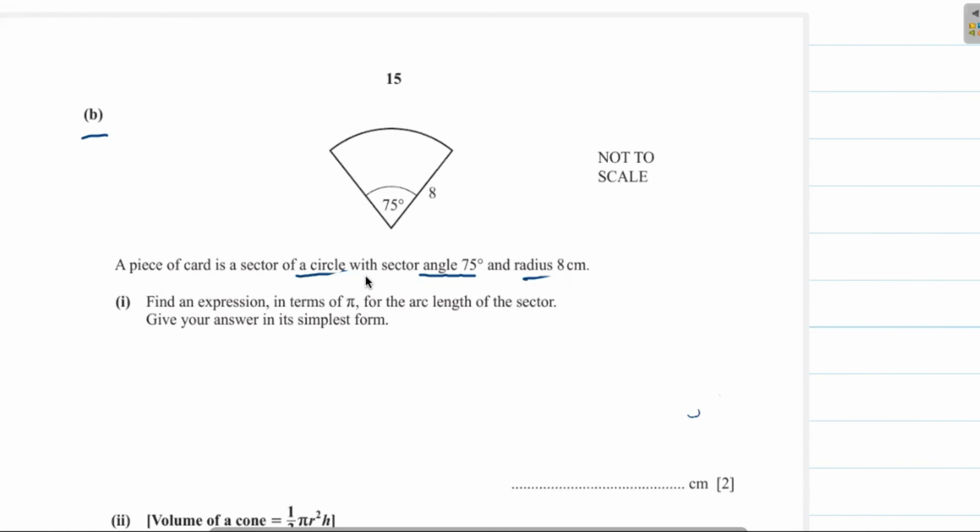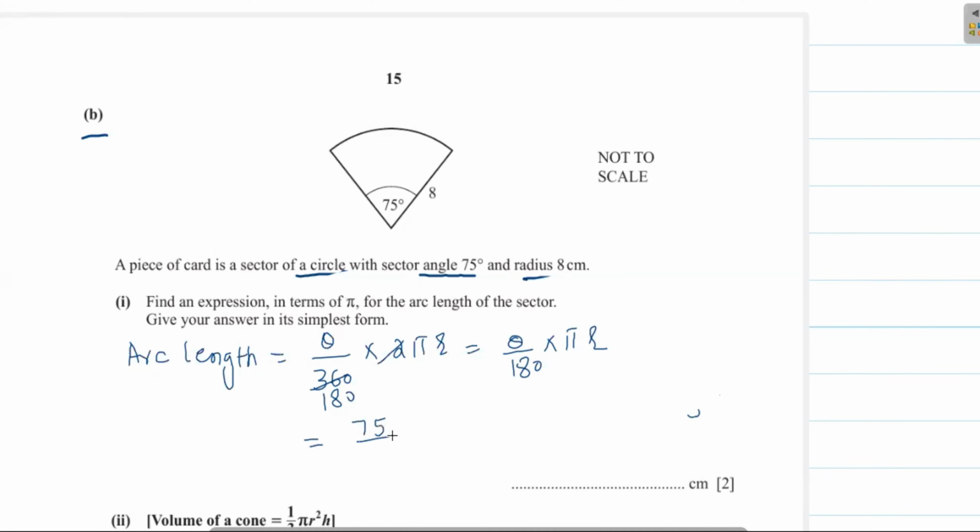Part B. A piece of card is a sector of a circle with sector angle 75 degrees and radius 8 centimeters. Find an expression in terms of pi for the arc length of the sector. Now the arc length of the sector is equal to theta over 360 multiplied by 2 pi r. We can write it as theta over 180 into pi r. You see here the theta value is 75 degrees, 180 is written as it is, and the radius is 8. Now 15 times 5 is 75, 15 times 12 is 180, and we get 10 over 3 pi as the arc length of the sector.